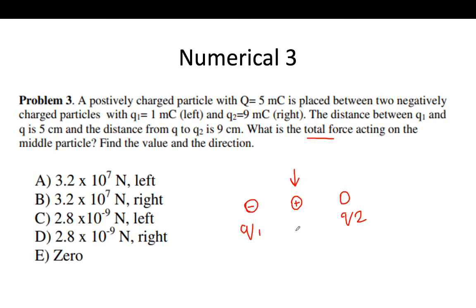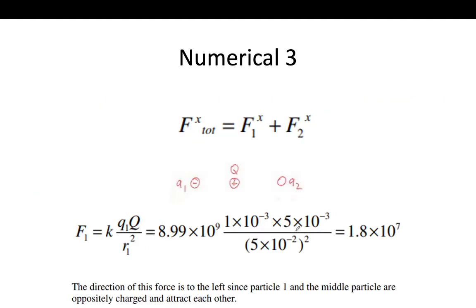Here we are again talking about forces between two particles, so the same Coulomb's law will be applied. So let's start. We have to find the total force. The total force formula is F total equals F1 plus F2. This is particle 1, this is particle 2, and this is the middle particle. First we have to find F1 and then F2. So F1 is the same, with K constant value 8.99. What is the value of Q1?